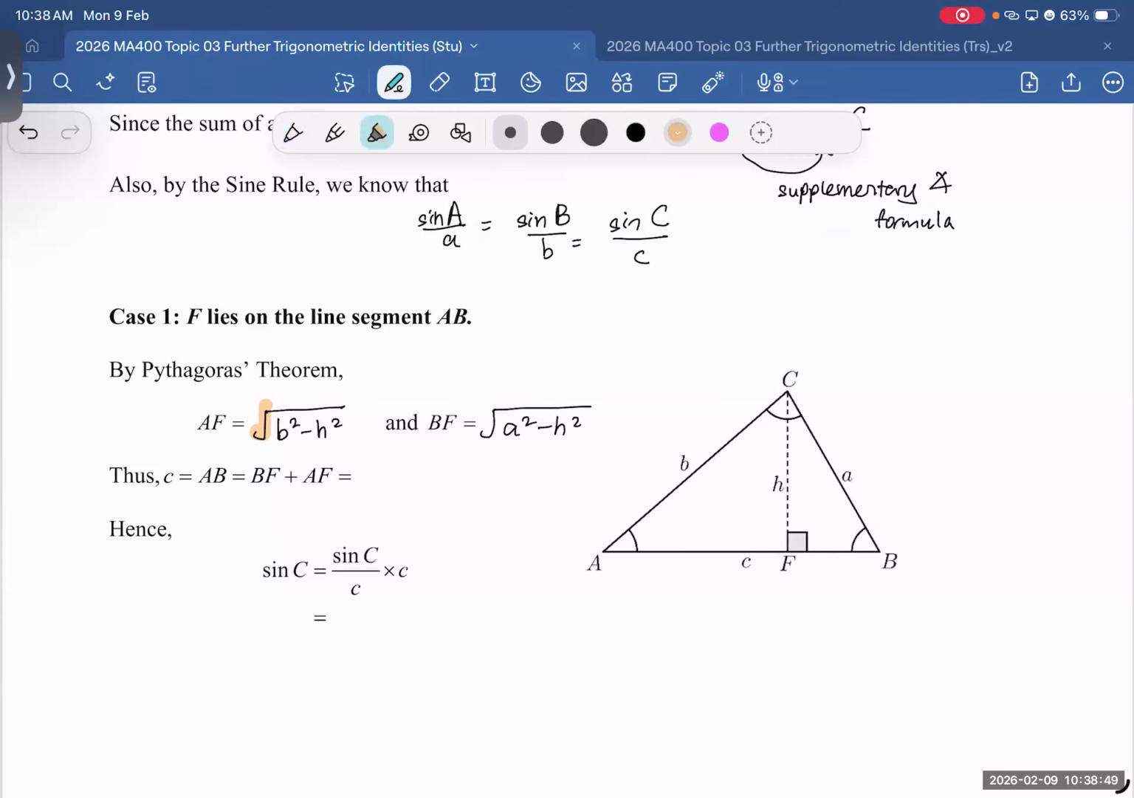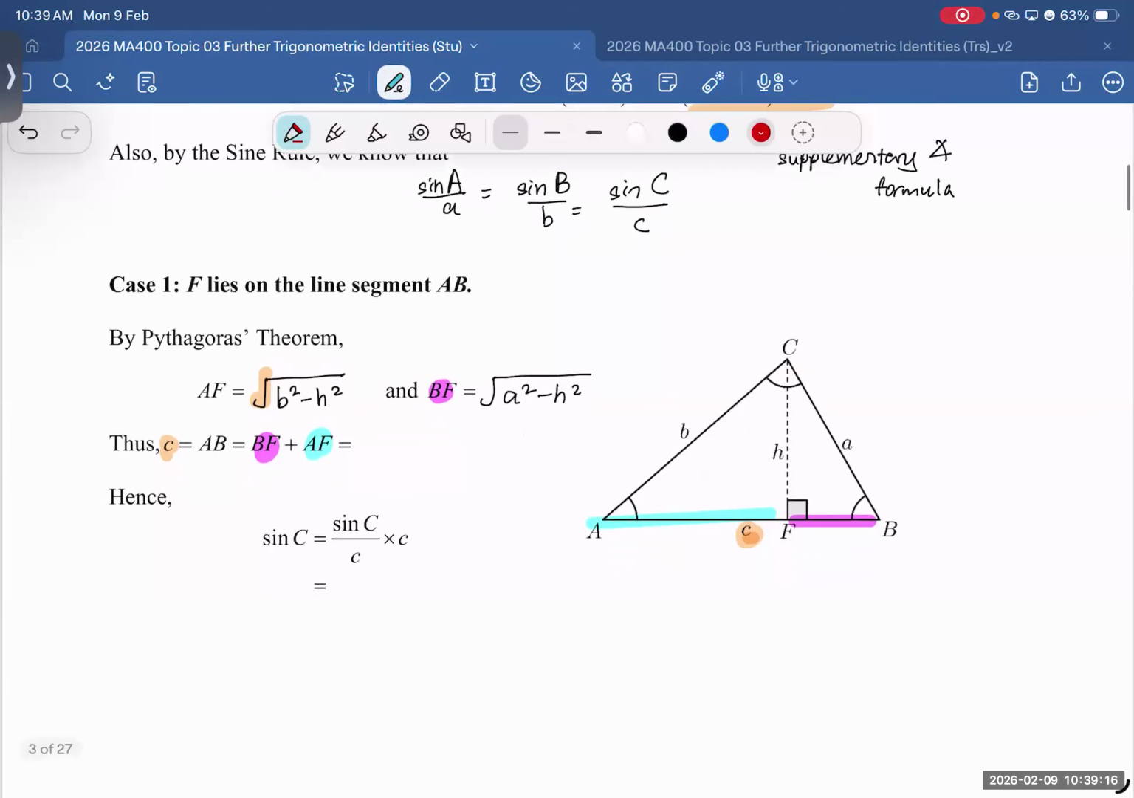Now, I also know that C, my small letter C here, is the same as BF, pink color, plus AF, blue color. Brown is equal to pink plus blue. That means, am I right to say that if I look at the first two, this is the same as square root A square minus H square plus square root B square minus H square.